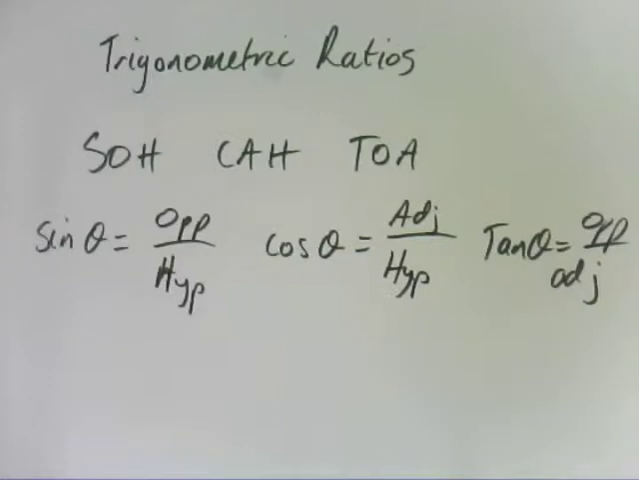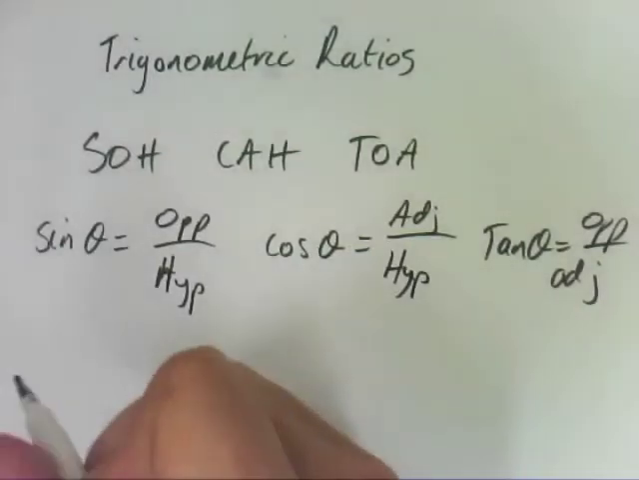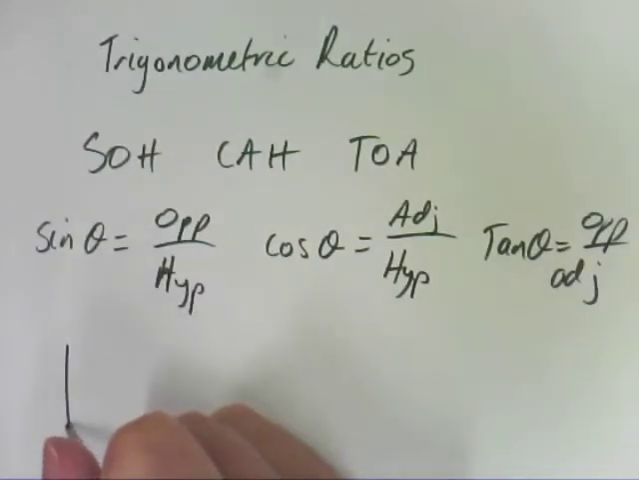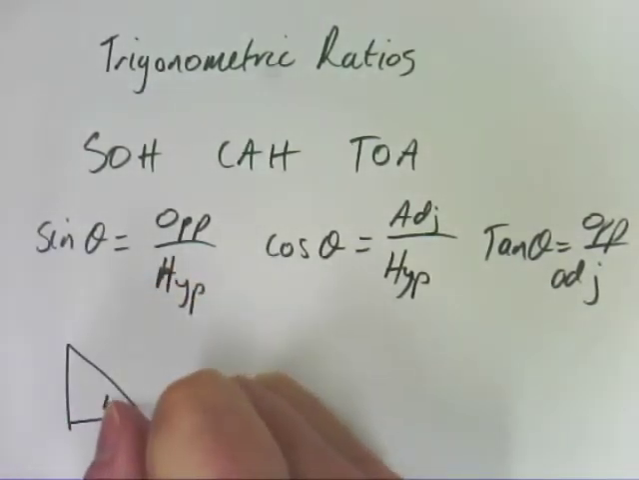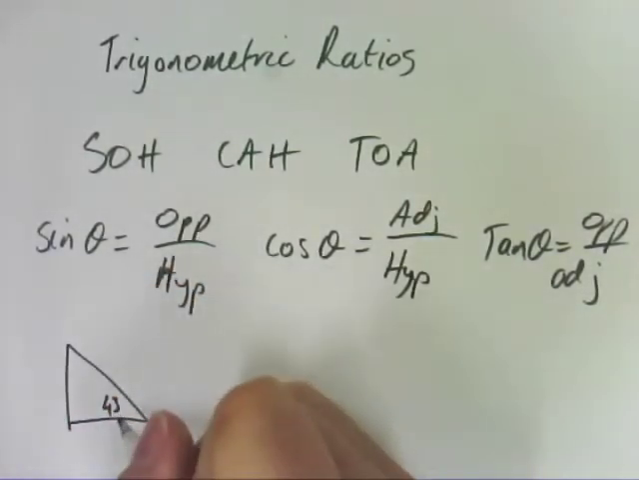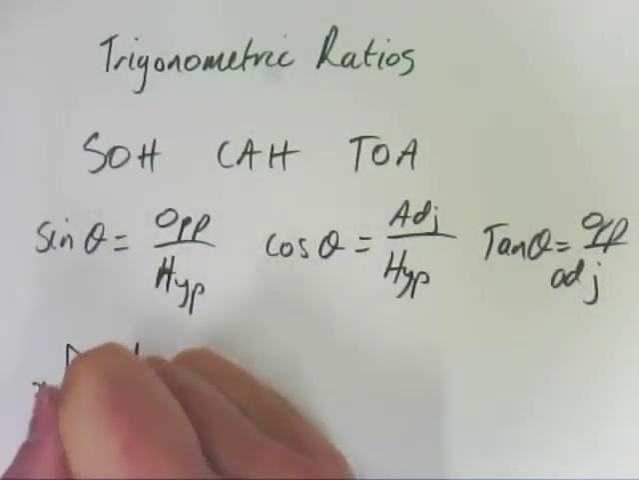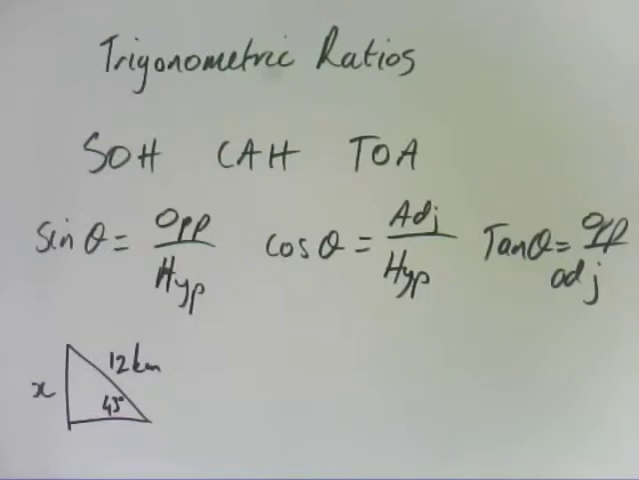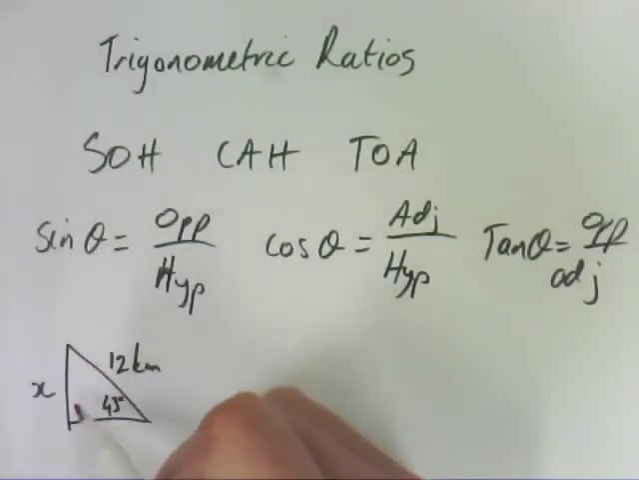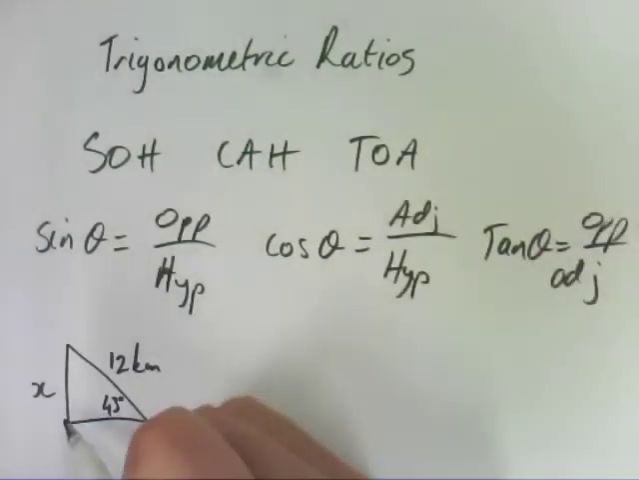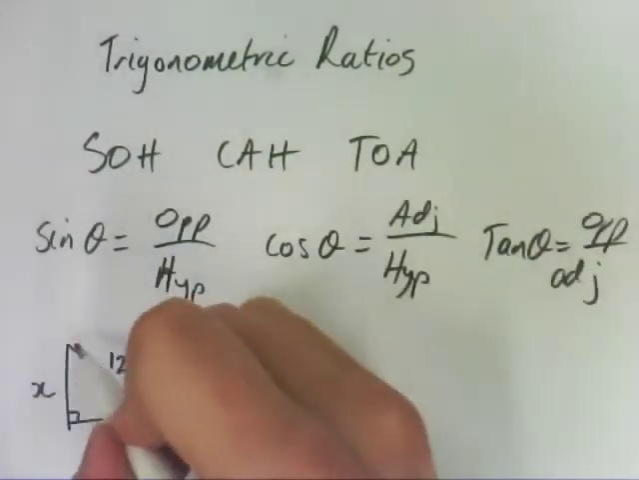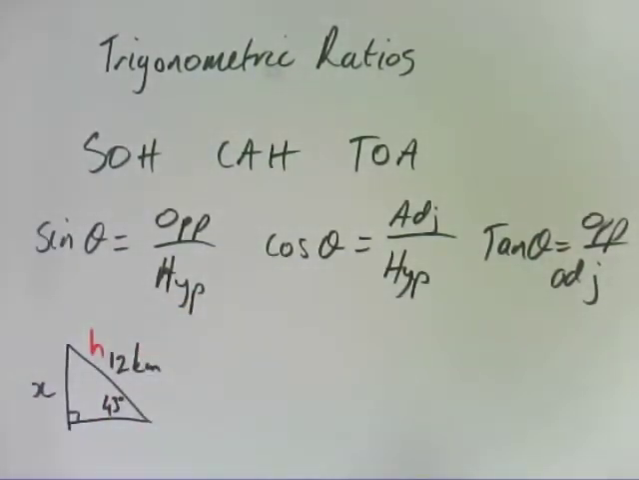They can be used to work out angles or sides depending on the question you're asked. So for example, question 1a gives you a diagram. It has 43 degrees there, 12 kilometres there, and an x there. So the first thing you need to worry about is which side is which. You know which side is the hypotenuse. That's always opposite the right angle, which I forgot to draw in. So this is the hypotenuse.